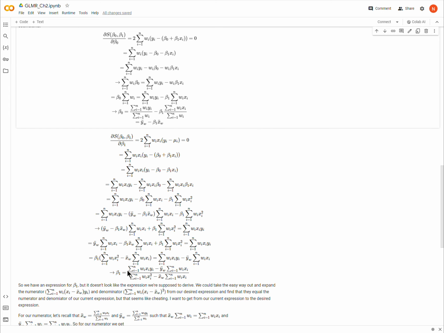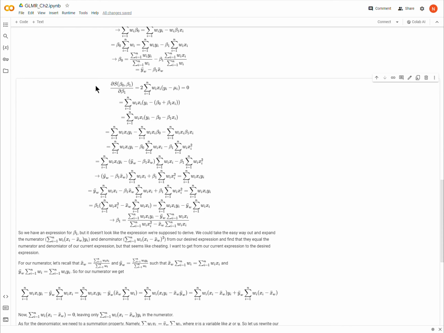To get from here to an expression for beta 1 is not difficult. But if you go through the way that I did it, you arrive at something that doesn't look like what we want it to be. So let's go through this. We have our partial derivative of the sum of squares with respect to beta 1, which is this. I think there actually should be a negative there, but again, it doesn't matter because we're going to divide both sides by 0 anyway. And we're left with this expression.